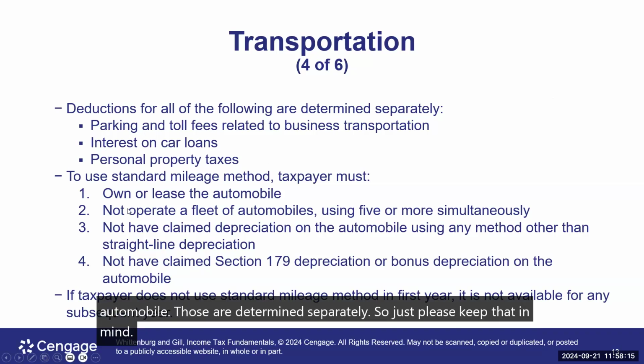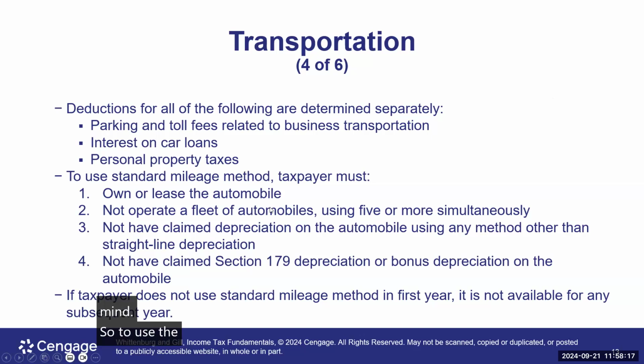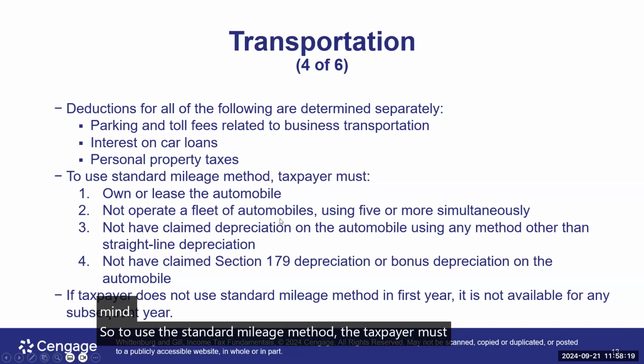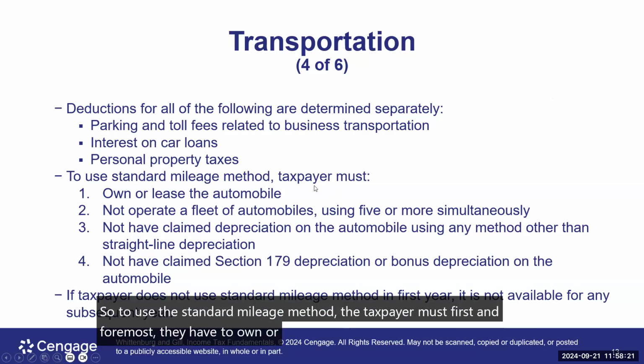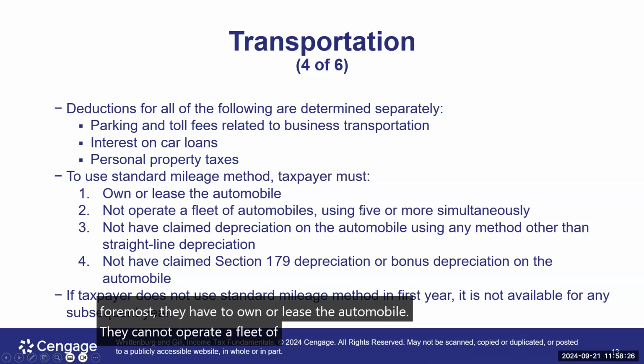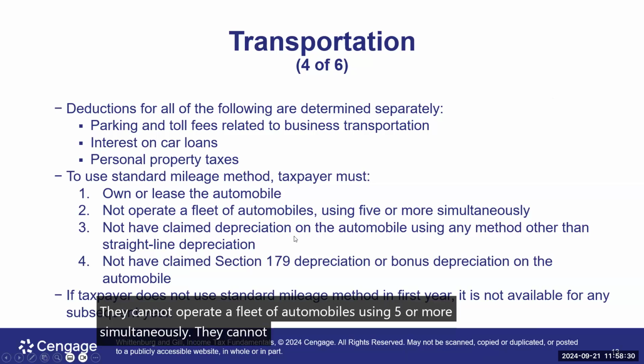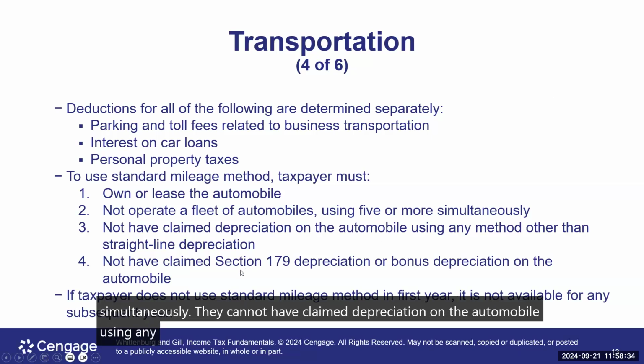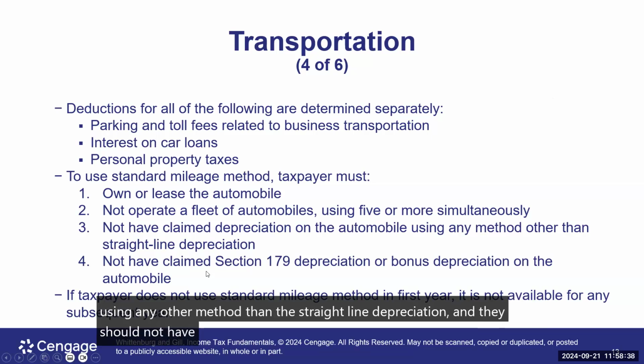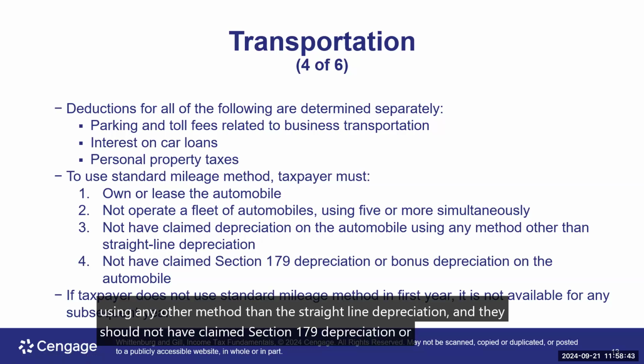So to use the standard mileage method, the taxpayer must, first and foremost, own or lease the automobile. They cannot operate a fleet of automobiles using 5 or more simultaneously. They cannot have claimed depreciation on the automobile using any method other than straight line depreciation. And they should not have claimed Section 179 depreciation or bonus depreciation on the automobile.